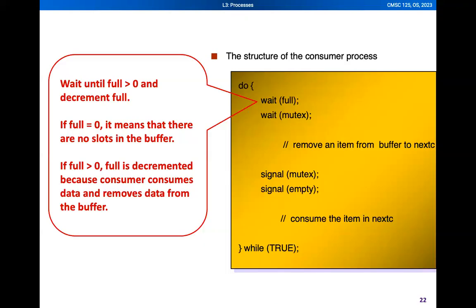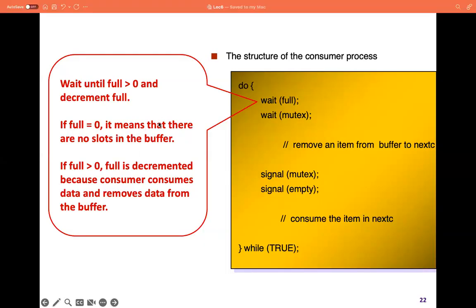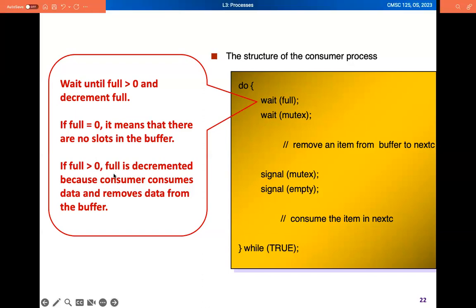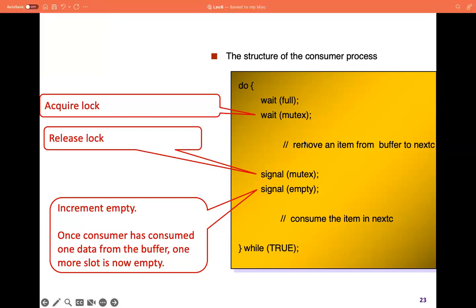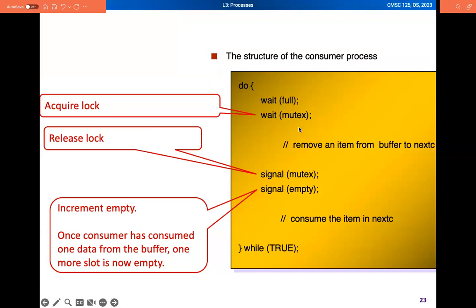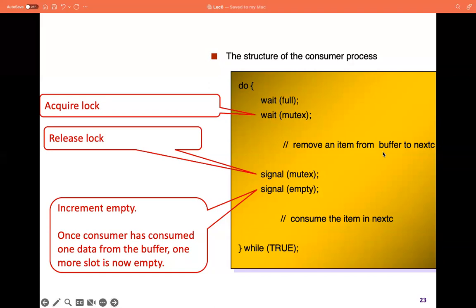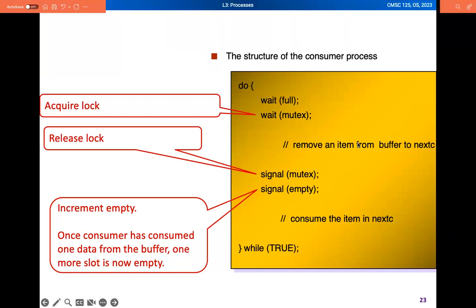Yeah. So if full is equal to 0, it means that there are no slots in the buffer. And if full is greater than 0, the full is decremented because the consumer consumes data and removes data from the buffer. And it also makes use of the mutex semaphore to acquire and to release the lock. So this is just to make sure that no other processes are removing an item from the buffer. Okay? So since it is in the critical section.